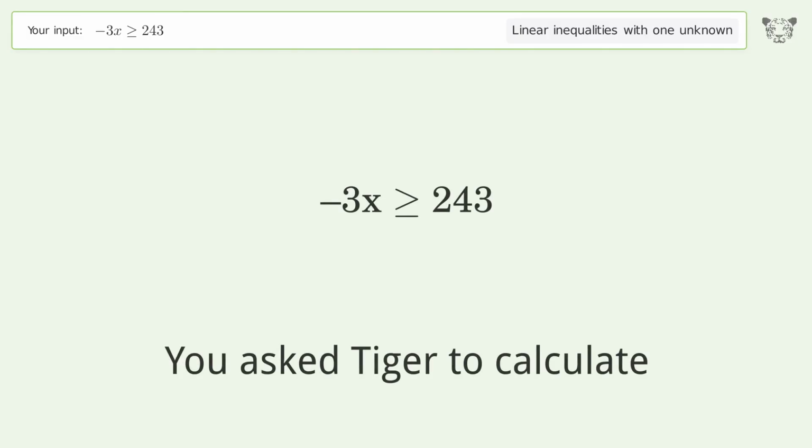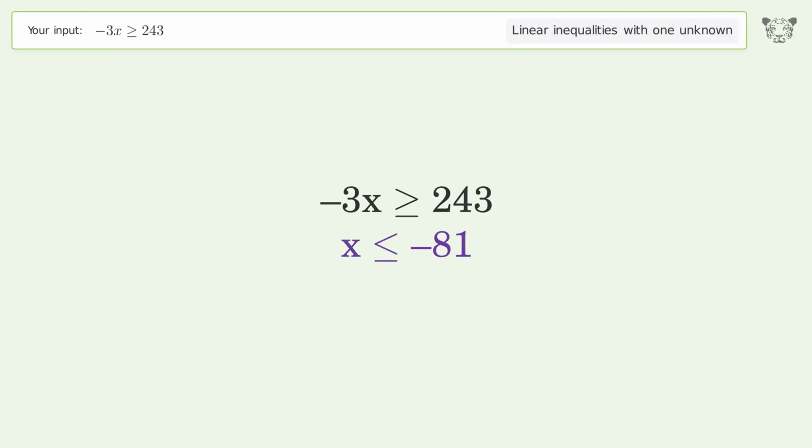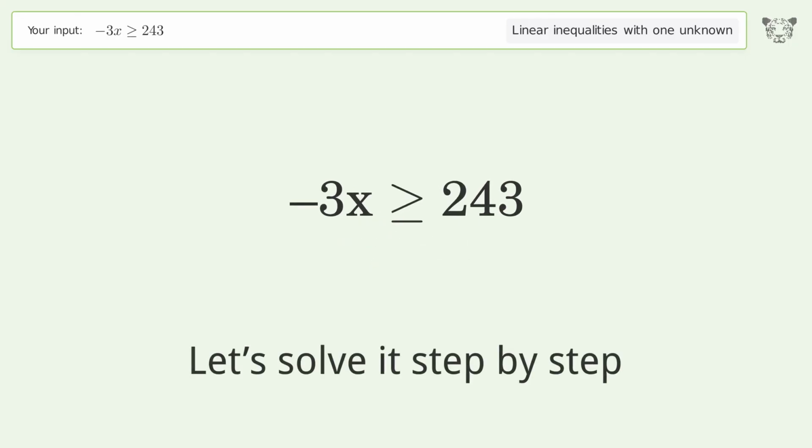You ask Tiger to calculate. This deals with linear inequalities with one unknown. The final result is x equal or smaller than negative 81. Let's solve it step by step.